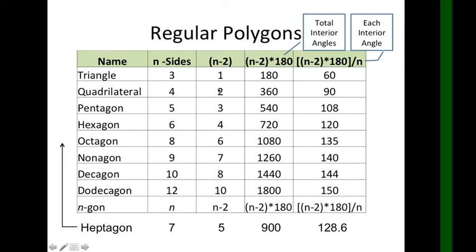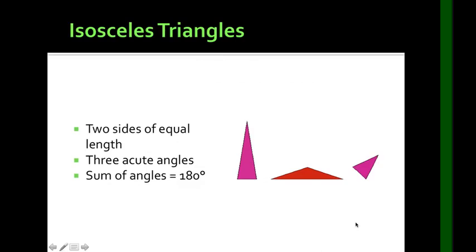Then for 4 sides, 360 divided by 4 is 90. So every angle of a quadrilateral is 90 degrees. For a pentagon, we have 108. For a hexagon, 120. For an octagon, 135. For a nonagon, 140. Decagon, 144. Dodecagon, 150. And for the heptagon, we have 128.6.